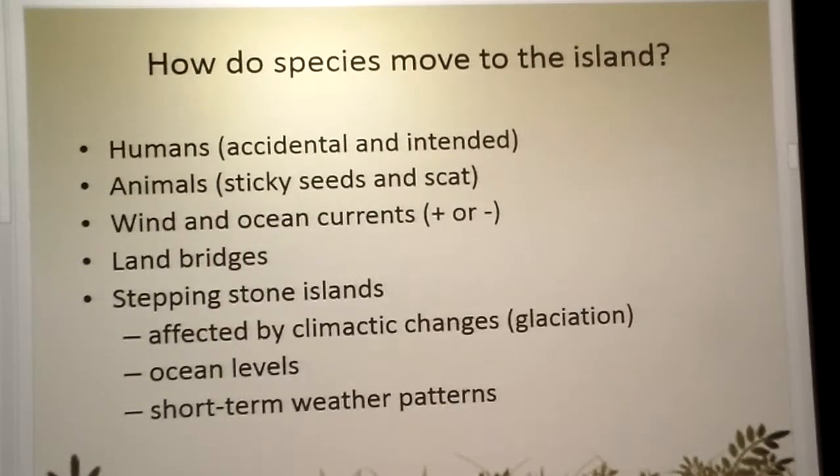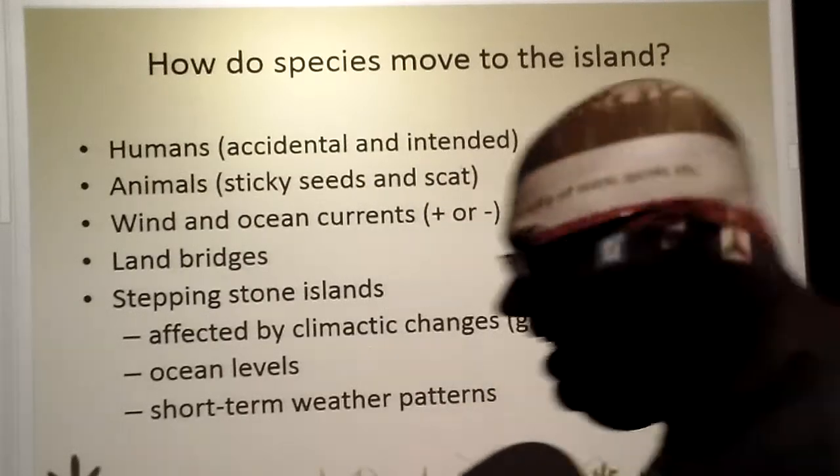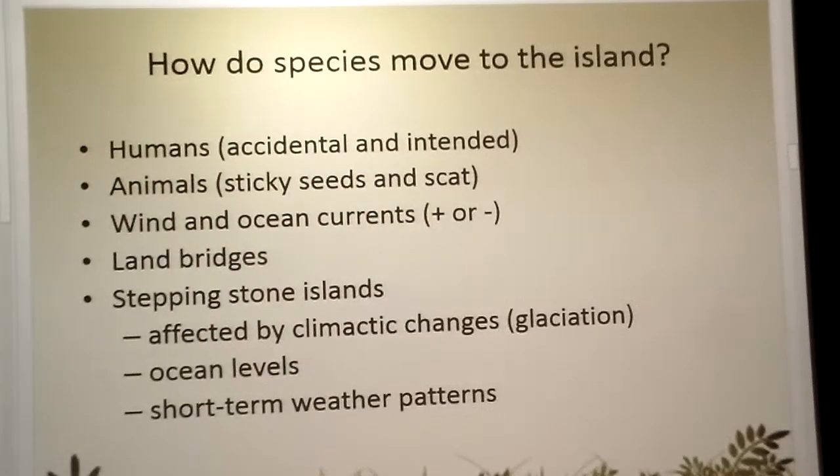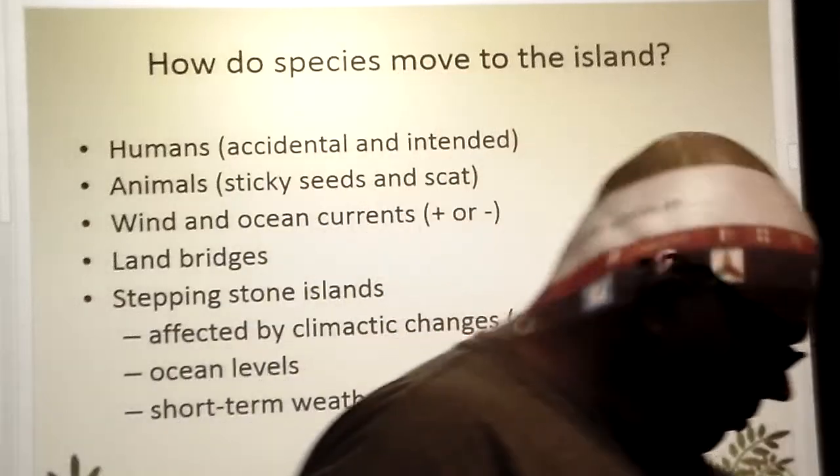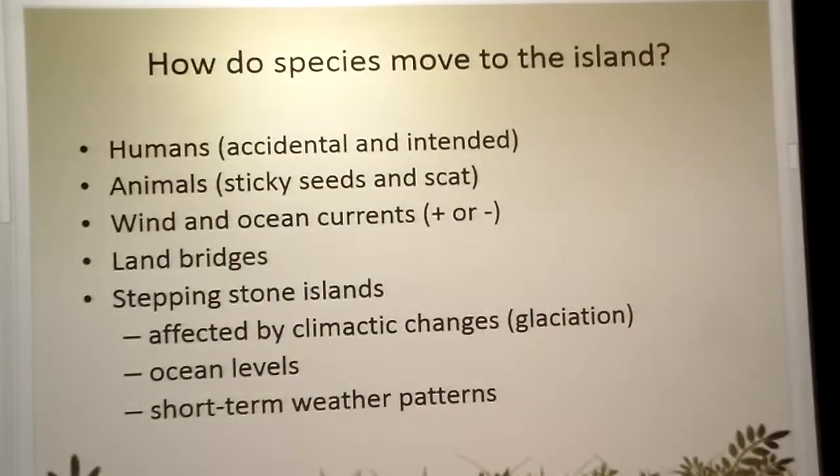Now, how is it that species actually get there? There are different ways depending on what species you are. Humans, accidental and intended. A great example, the Hawaiian Islands. You might want to possibly write that one down. How rats were introduced to the Hawaiian Islands was when the British Captain James Cook landed there way back in the 1700s. The Hawaiian Islands did not have any rats.